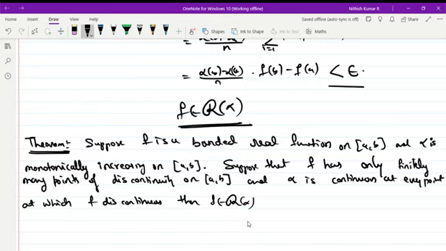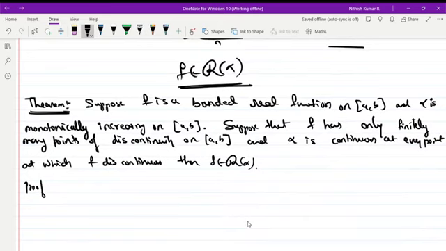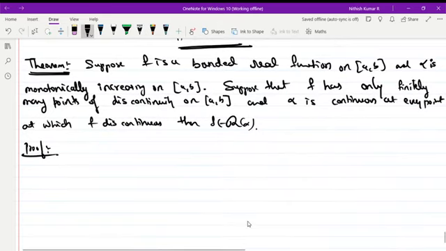So observe that f is a bounded real valued function, but f has some finite number of discontinuities. The points at which f is discontinuous, in those points alpha is continuous. Then in that case f is also Riemann Stieltjes integrable. Okay, let's see the proof. Again, to prove f belongs to R of alpha, we shall verify the Riemann criterion for f.